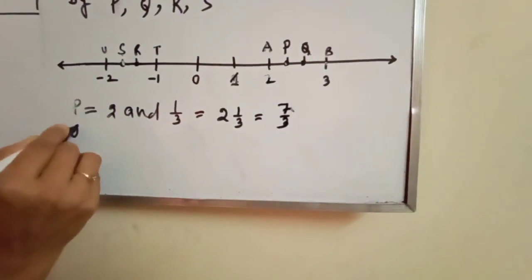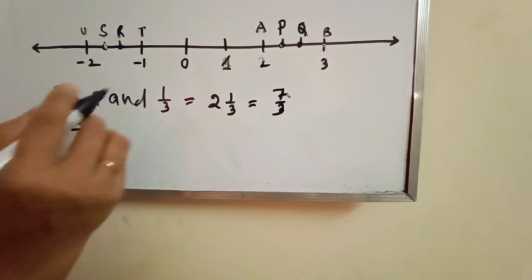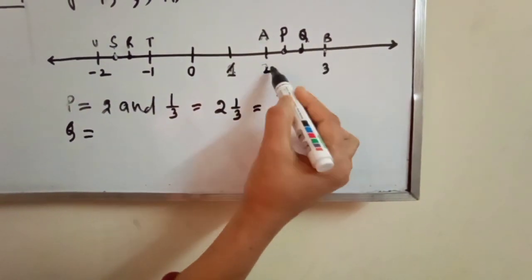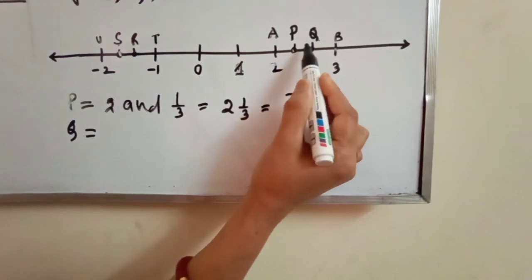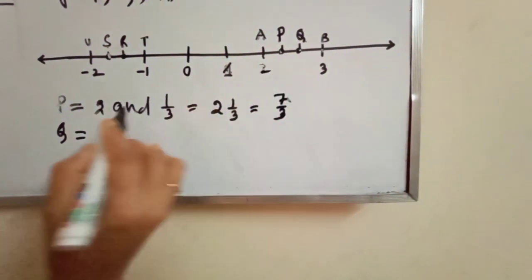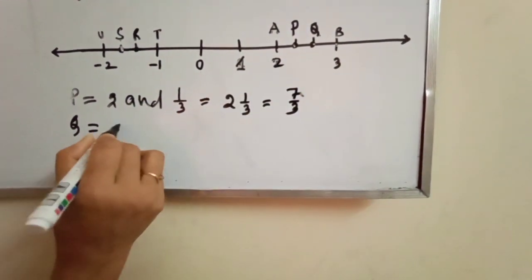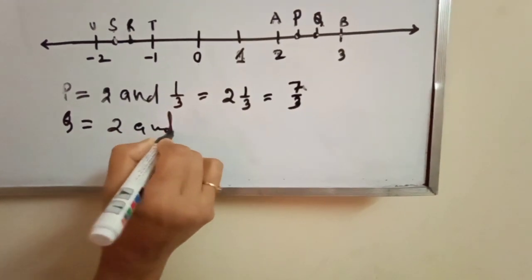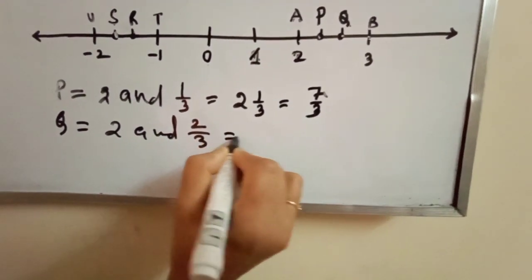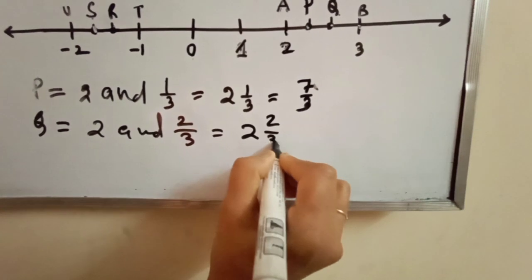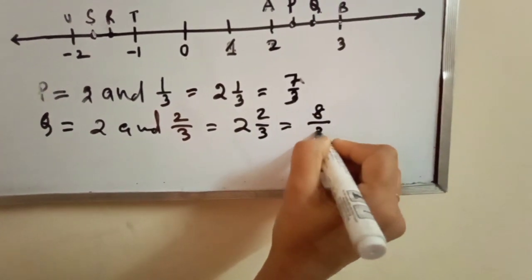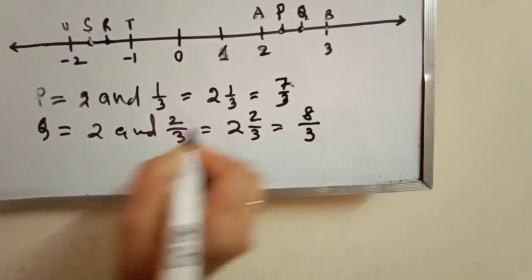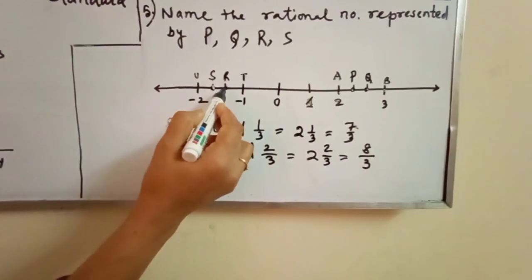Q, for Q what is the rational number? It is again between 2 and 3. How many parts have been taken? 1 and 2. So after 2, it is 2 and 2 by 3, that is 3 times 2 is 6, plus 2, 8 by 3. Understood?